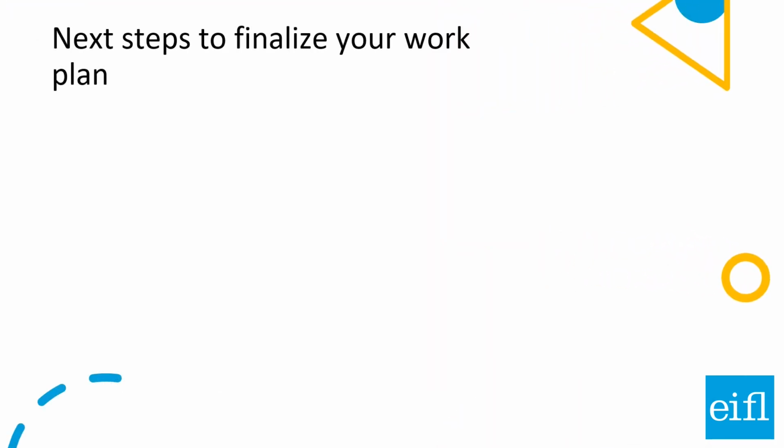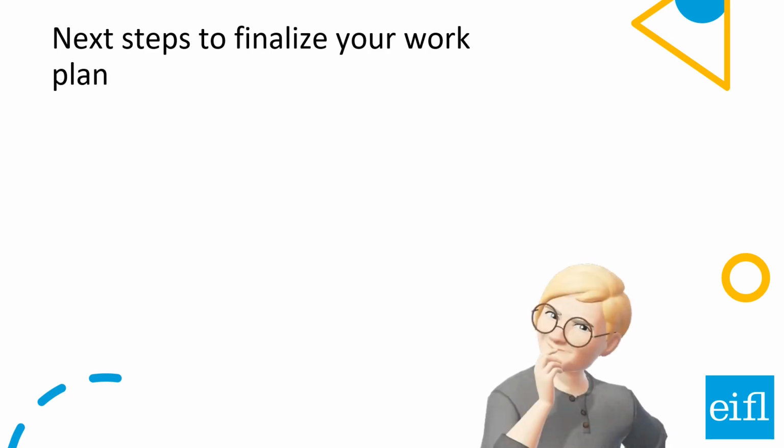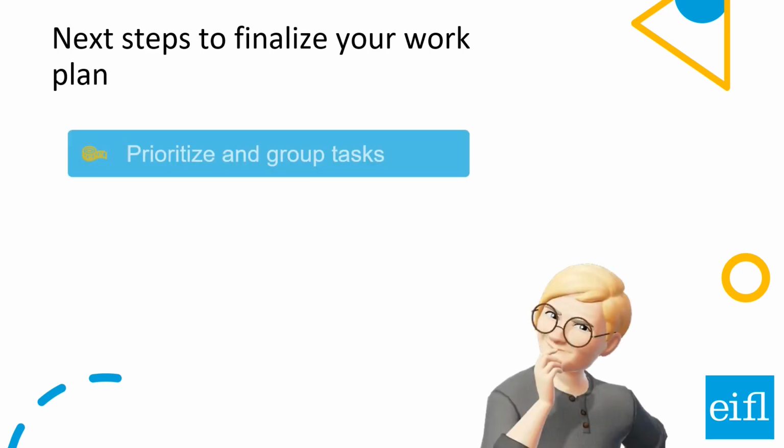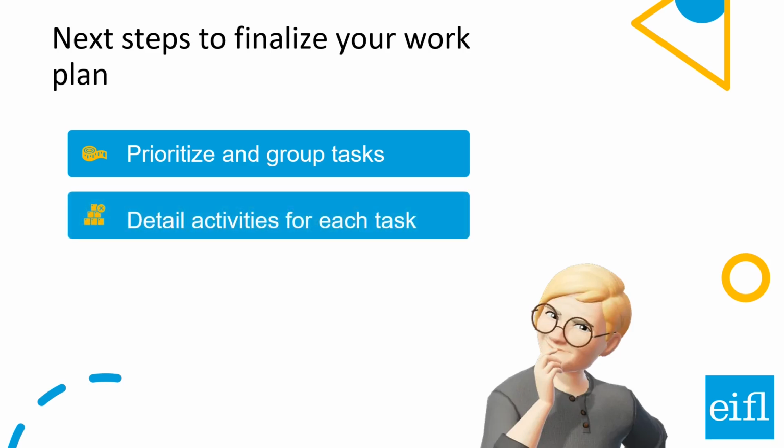When you have established a list of the most important tasks that need to be completed to start a new library service, the next steps include: prioritize listed tasks and group them by goals and objectives of your project. This will ensure that you have planned something for each objective. Detail each task by listing activities needed to complete it.